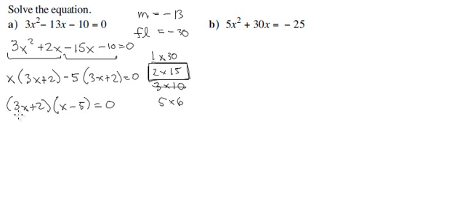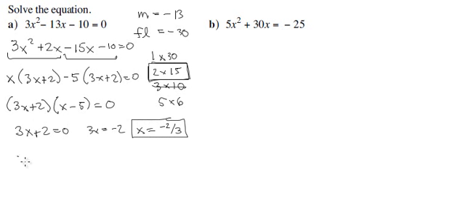So, for our two solutions, either 3x plus 2 equals 0, which would mean 3x is negative 2, which would mean x is minus 2/3, or the other factor, x minus 5 equals 0, which would mean x is 5.